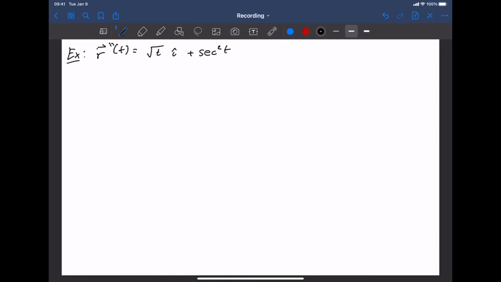Secant squared t in the j. And we'll keep it nice and simple. e to the t in the k. So that's r double prime. They'll tell you an initial condition for r prime is, let's say it's i plus k, and r, the initial position, so to speak, would be 2i plus j minus k. And they want you to go all the way back to r.